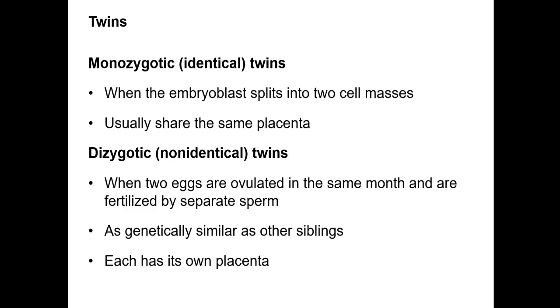Dizygotic twins are a little bit different. This is when you have 2 egg cells that get released during ovulation in the female's body, and they are both fertilized by separate sperm cells. So you essentially have 2 completely different babies developing at the exact same time in the female. And so dizygotic twins would not be any more alike than any other type of sibling would be. They're going to be very different from one another because they have different DNA compositions. And they're each going to have their own placenta as well and develop their own amniotic sacs that they will mature in.